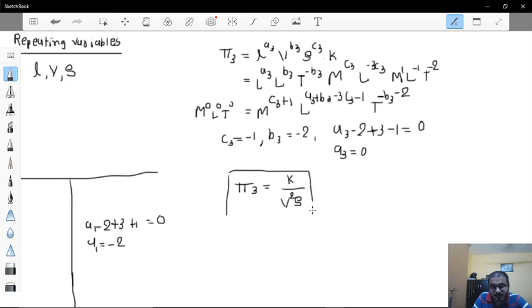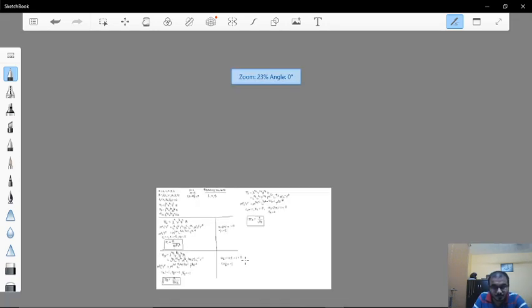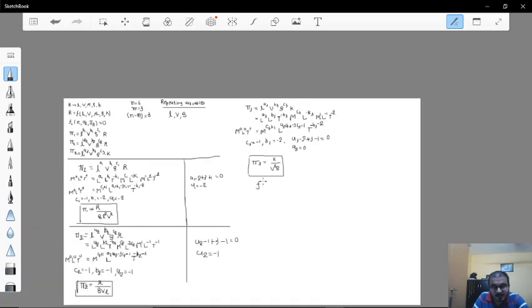So now we are in position to combine three pi terms, that is function of pi 1, pi 2, pi 3 equal to 0, and function of R upon rho L square V square, comma mu upon rho V L, comma K upon rho V square is equal to 0.